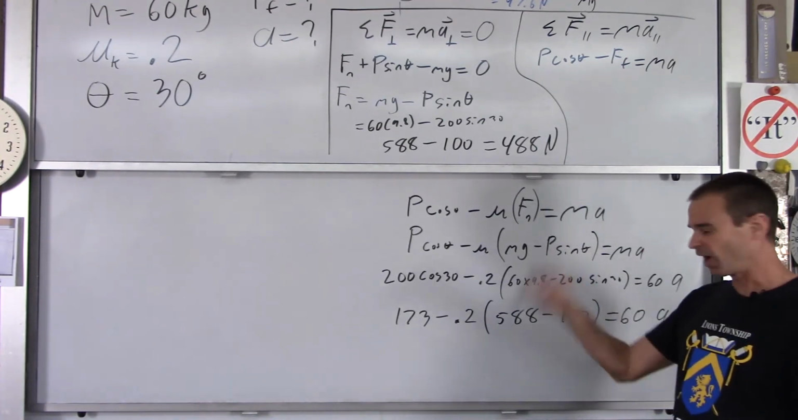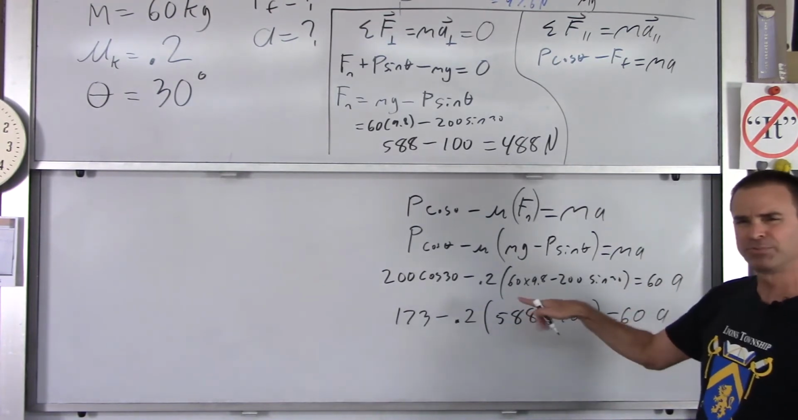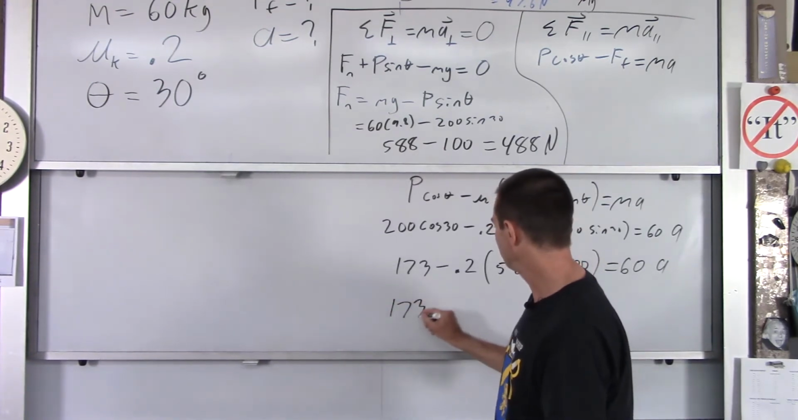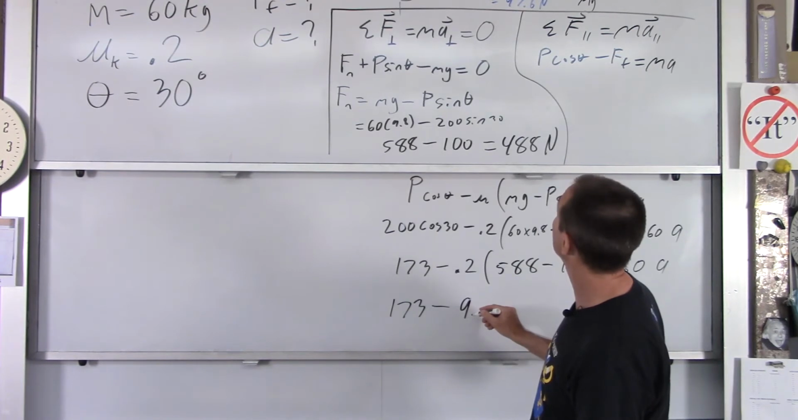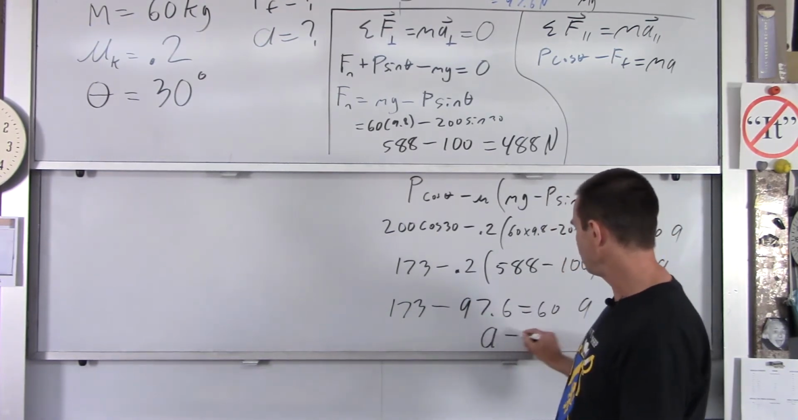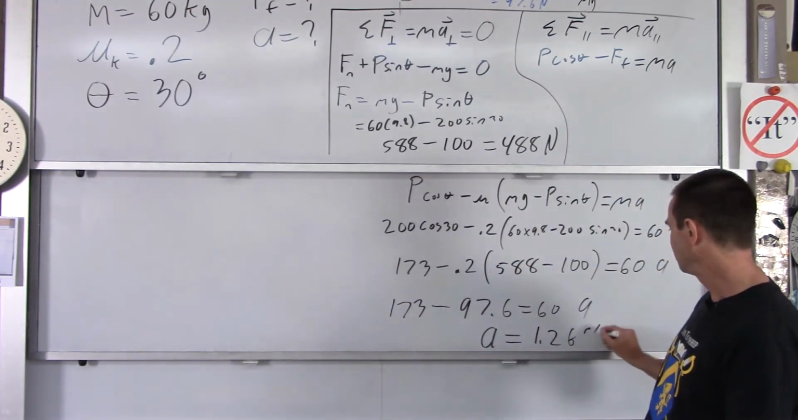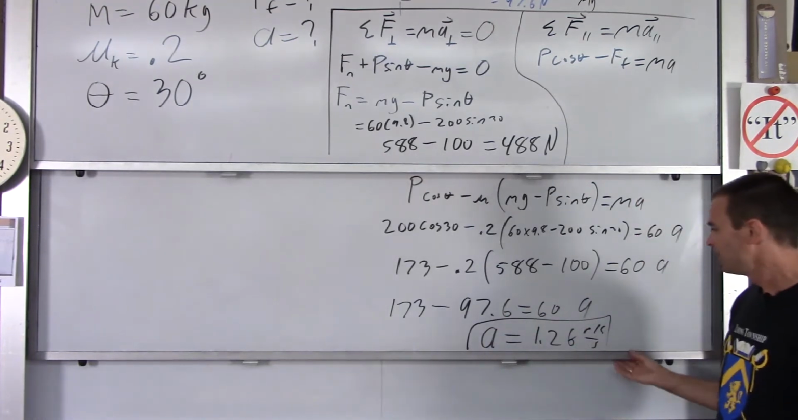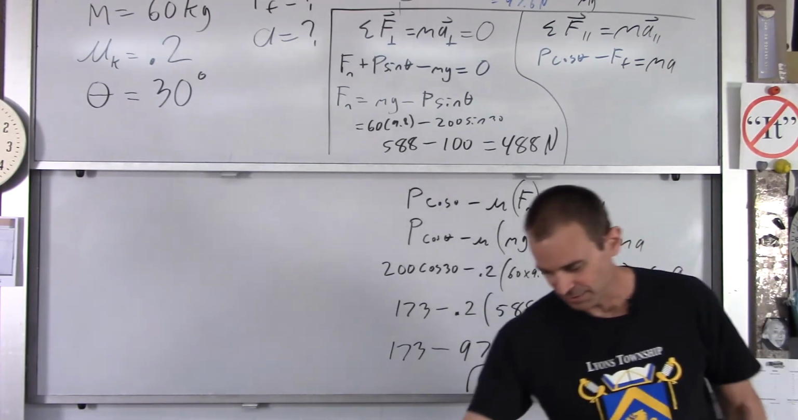Now, if you're just solving the problem, you can just plug all the numbers in, you're going to get the answer for A, but I'm drawing it out for a reason. All right, so then we got 173 minus 97.6, which is what we got before, right? Equals 60A, and A will be 1.26 meters per second squared when I did my calculation. So, that's the acceleration of the sled.